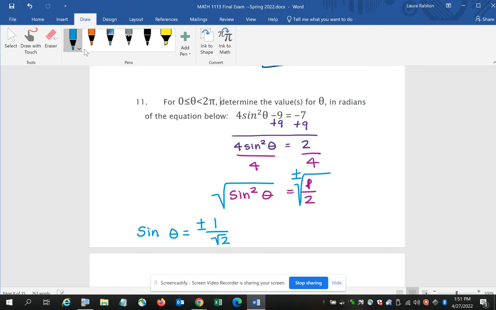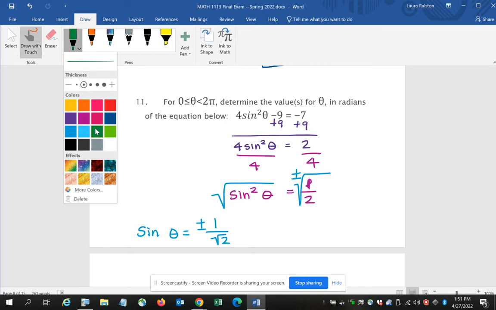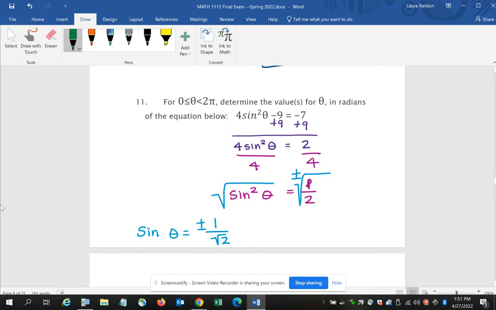Now, if you remember from your algebra days, you cannot leave that square root of 2 in the denominator. So I've got to do a little bit of work. I'd have 1 over square root 2. I'm going to multiply the numerator and the denominator by square root 2. So I have square root 2 over square root 4, which is square root 2 over 2. So this becomes the sine of theta is positive or negative square root 2 over 2.